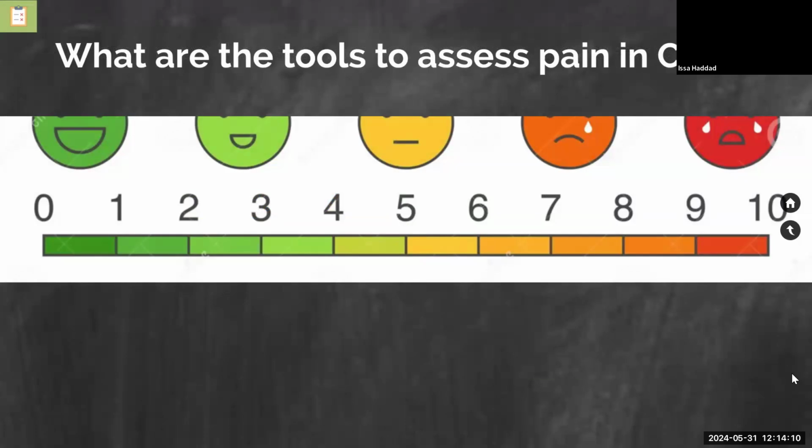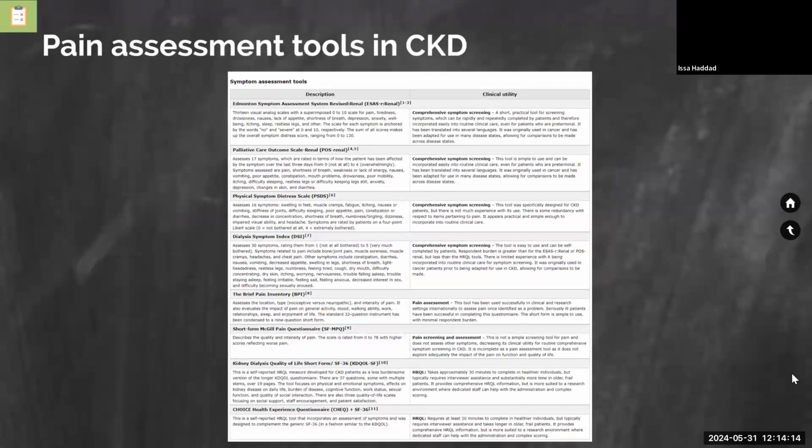Tools to assess pain in CKD. Actually, I came across a table. This is a busy table. I'm not here to discuss everything in it, but I just want to mention that there are, in the literature, 8 different assessment tools, most of them specifically designed for CKD patients. Some of them, as you can see, have different names.